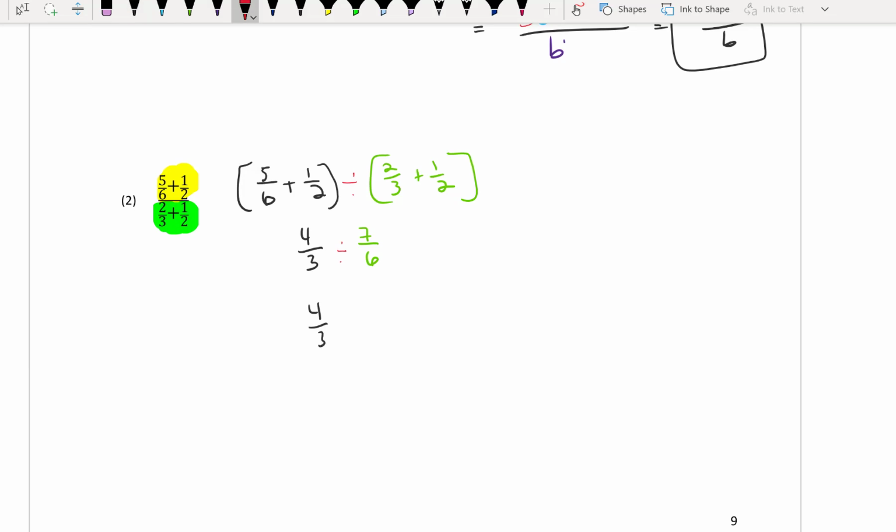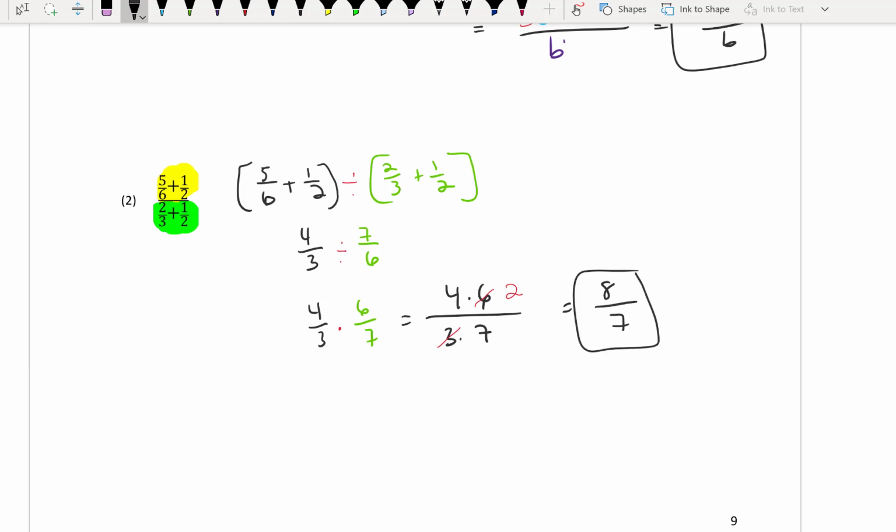I'm going to change division into multiplication. I'm going to rewrite that green fraction by writing its reciprocal. Now, as I go across, I have 4 times 6 and 3 times 7. And of course, 3 goes into 6 twice. So 4 times 2 is 8, and 7 times 1 is 7. So now I have my final answer as 8 over 7.